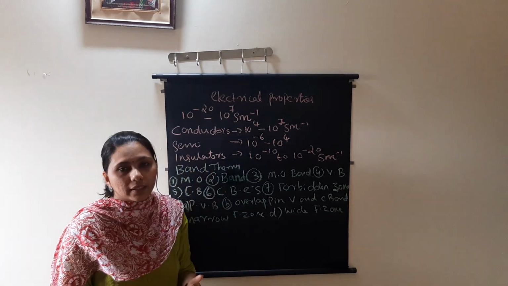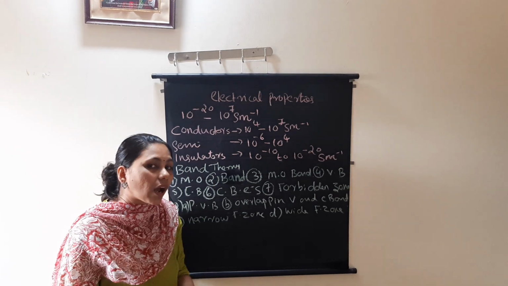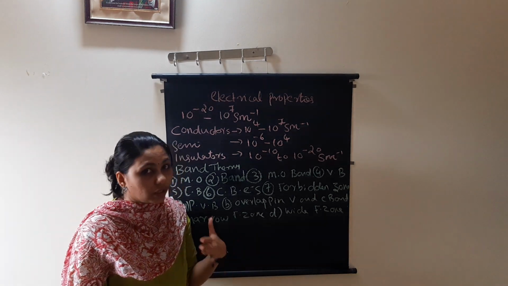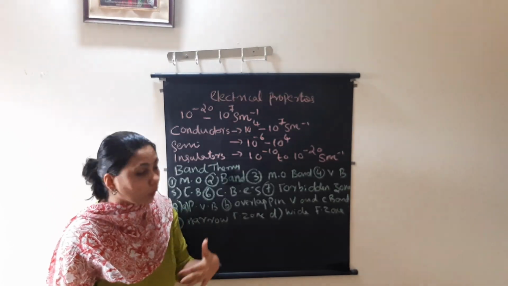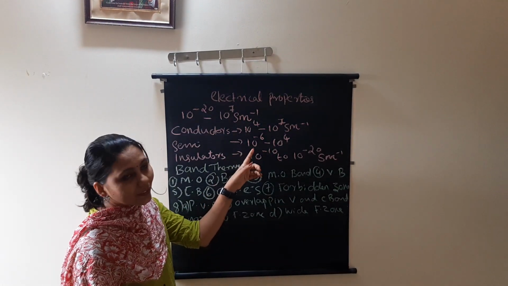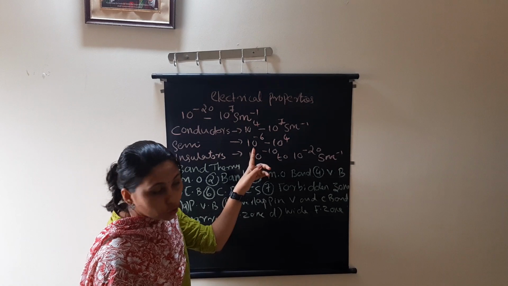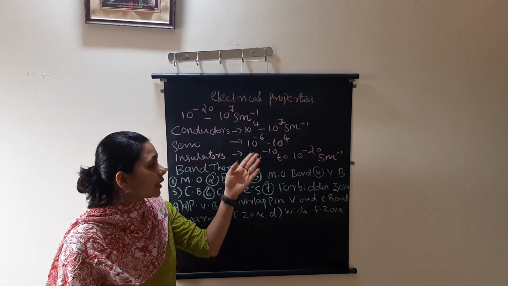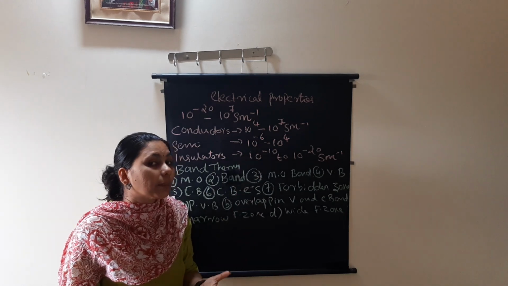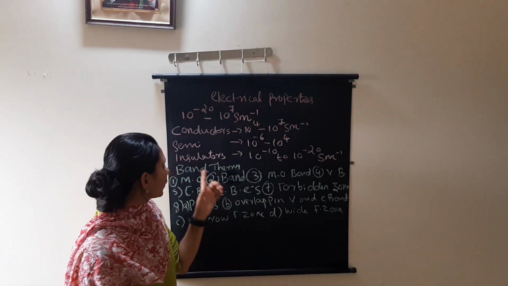Next is semiconductors. Semiconductors have a moderate level of conductivity, not very high and not very low. The conductivity range is between 10 raised to minus 6 to 10 raised to 4. Clear? Examples for semiconductors are germanium, silicon, etc.